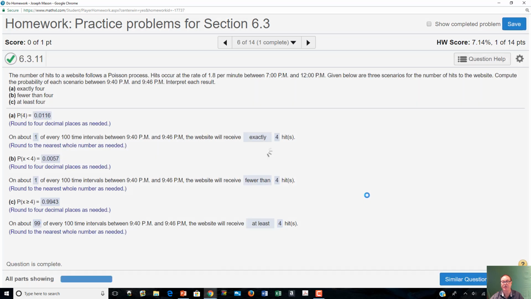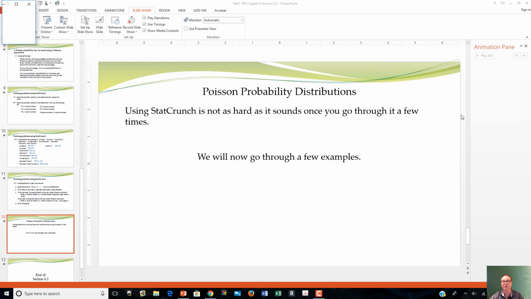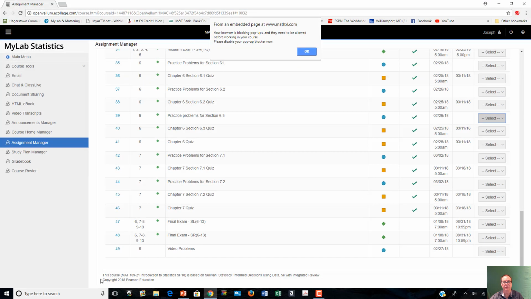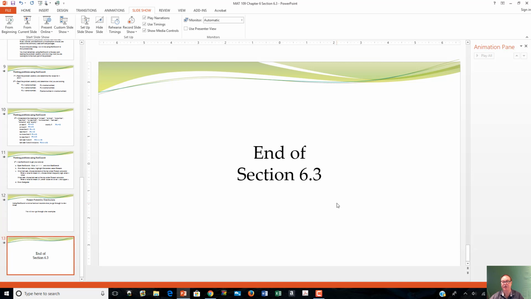So here's a couple questions to help you understand how to use Poisson probability and StatCrunch. And this brings us to the end of section 6.3.